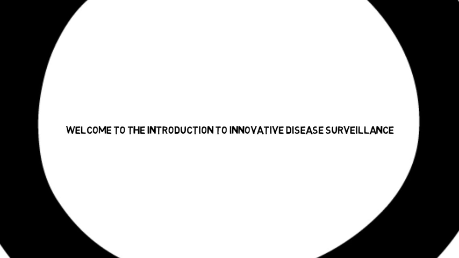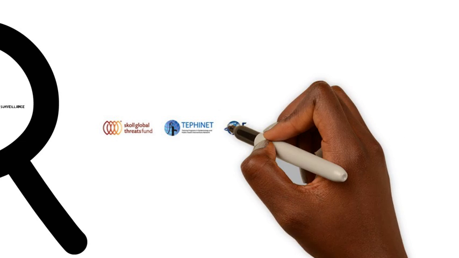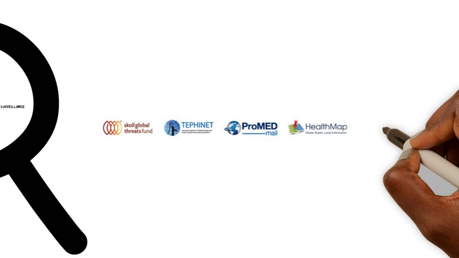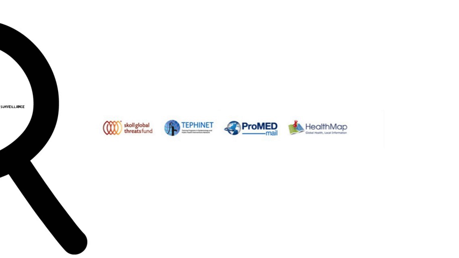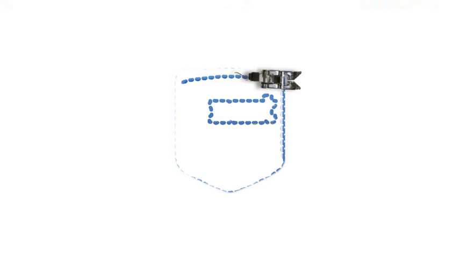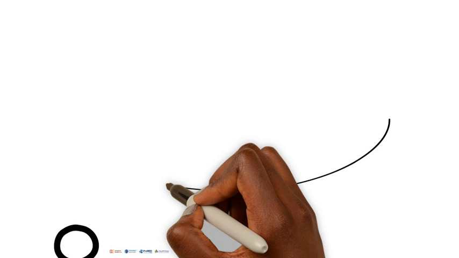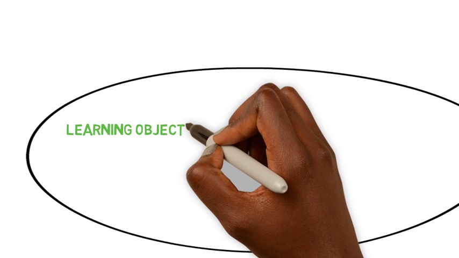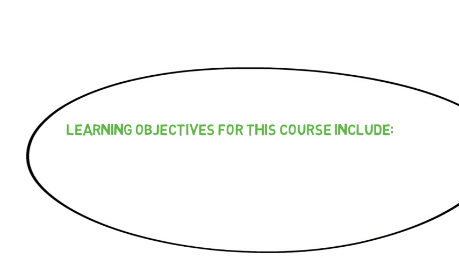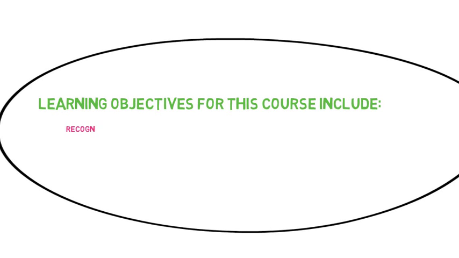This course has been developed in partnership between the Skoll Global Threats Fund, HealthMap, ProMedMail, TefiNet, and NextGenU, and is designed to provide a refresher of the basic disease surveillance skills and information you need as a field epidemiologist or health professional, and to introduce you to newer approaches that can help you improve disease surveillance in your community, country, and globally. In particular, you'll learn about innovative disease surveillance methods and tools like EpiCore. You can choose to take this course on its own or as a prequel to the EpiCore training course.